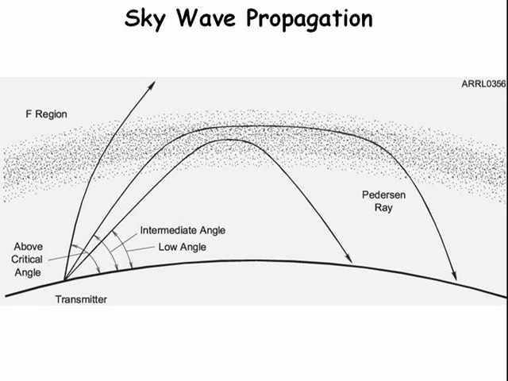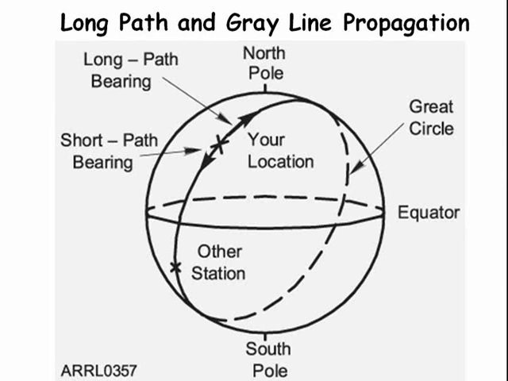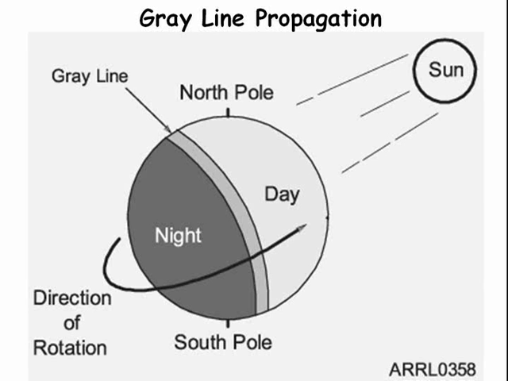Signals that travel into the ionosphere can be refracted, that is, bent, by ionized gas in the ionosphere's E and F layers, returning to the Earth some distance away. There is long path propagation and there is short path propagation. Most of the time we prefer short path propagation. Look for gray line propagation around sunset and sunrise. Gray line propagation can work for short and long path propagation. Here is another illustration of the gray line.